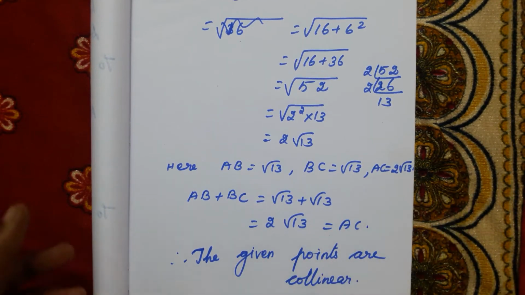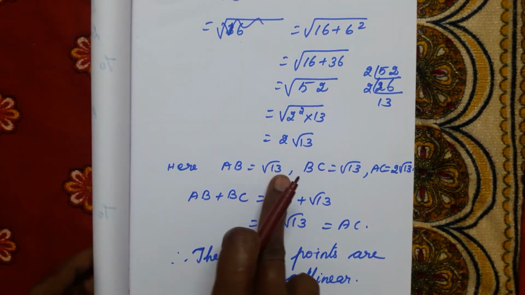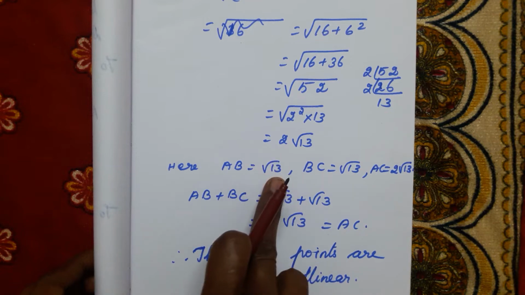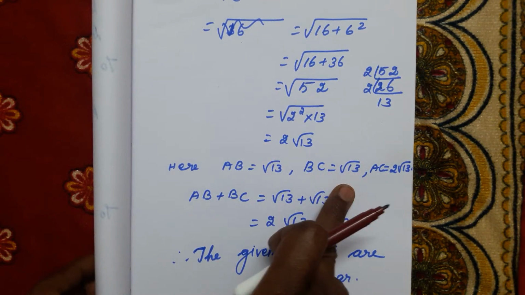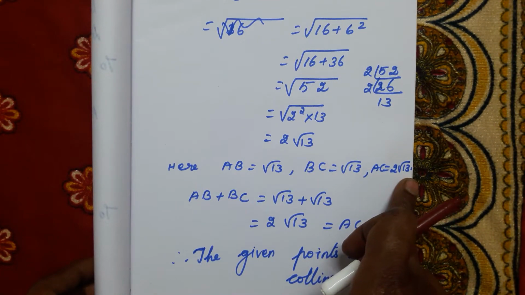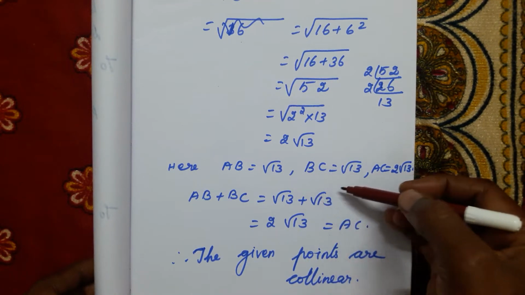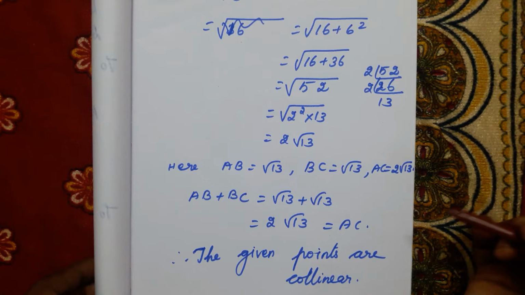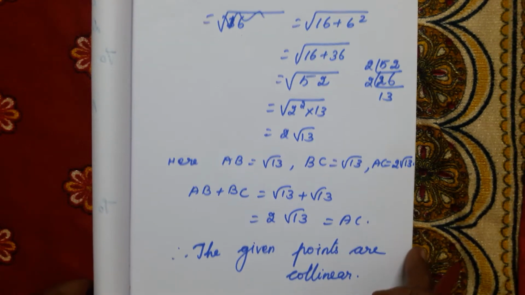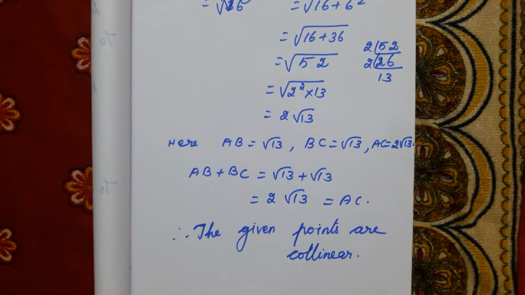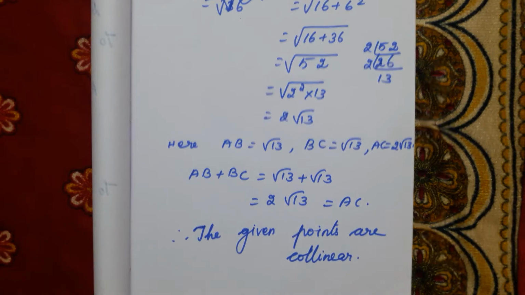Now we are getting the sides. What did we get? AB is equal to root 13. BC is also root 13. AC is equal to 2 root 13. Now AB plus BC is equal to root 13 plus root 13, equal to 2 root 13. It's equal to AC. Therefore, the given points are collinear.